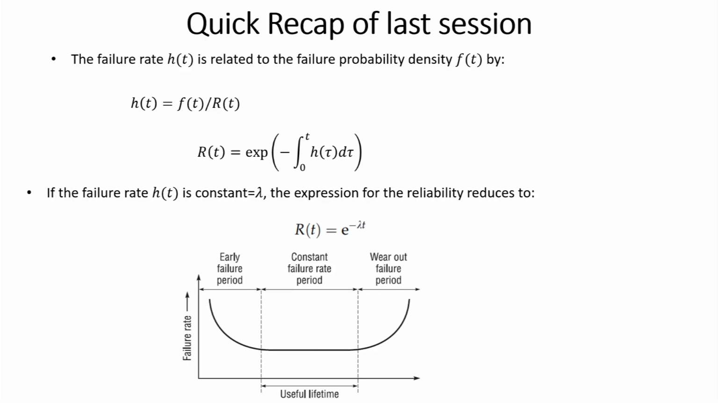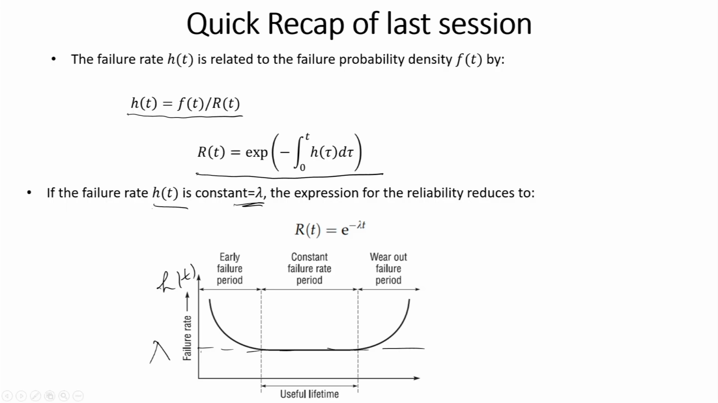In the last session we derived the expression for the reliability function in terms of the failure rate or the hazard rate. And we have seen that whenever this H t is constant, the failure rate is constant. It is not F t, this is actually H t. So H t is constant, and you can say this is your lambda.